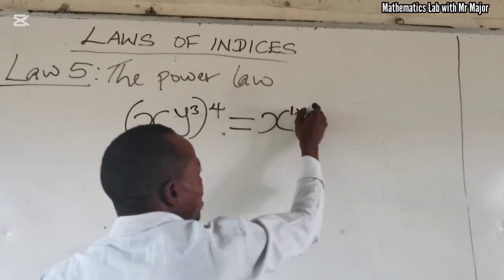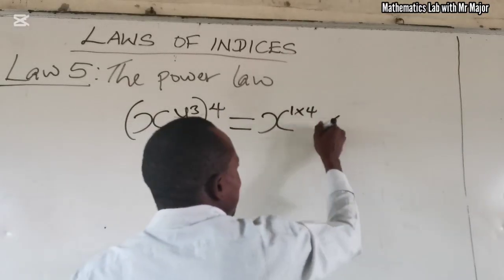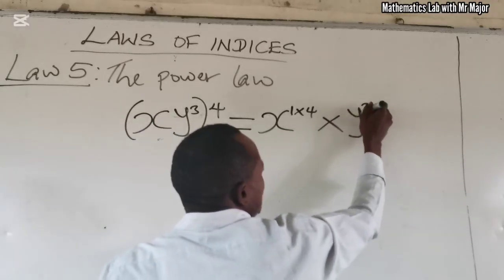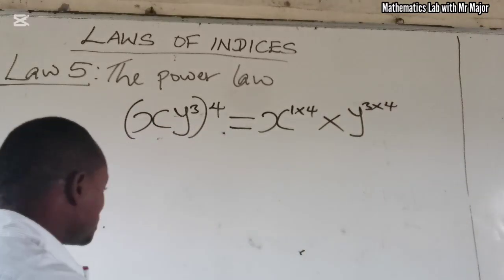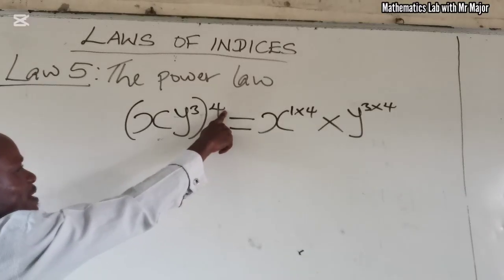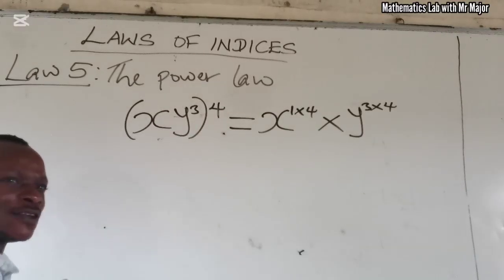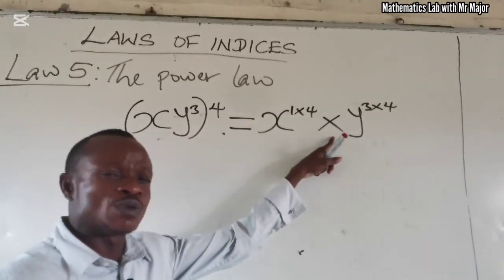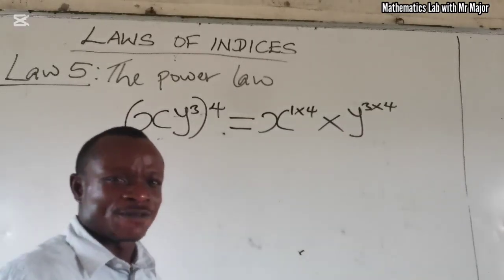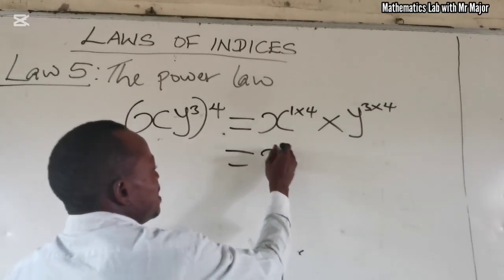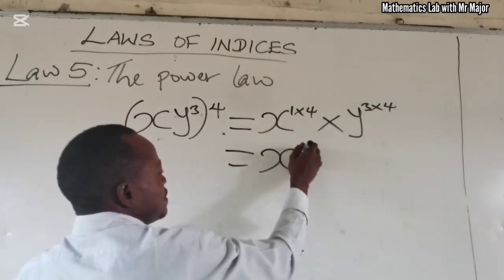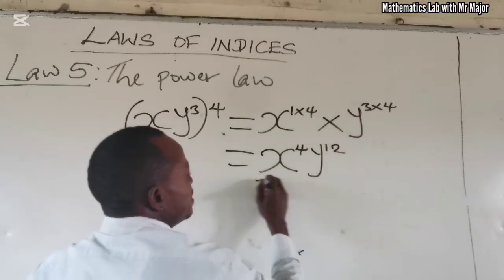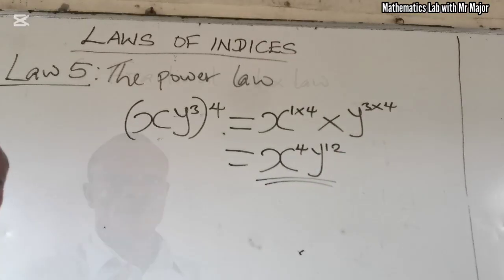That will be x raised to power 1 times 4 times y raised to power 3 times 4. So you see that the power outside the bracket is multiplied by the powers of both x and y. Let's remember xy is the same thing as x times y. That is where my multiplication sign is coming from. So what that means is that we have x raised to power 1 times 4 is 4, and then y raised to power 3 times 4 is 12. And this becomes the final answer.